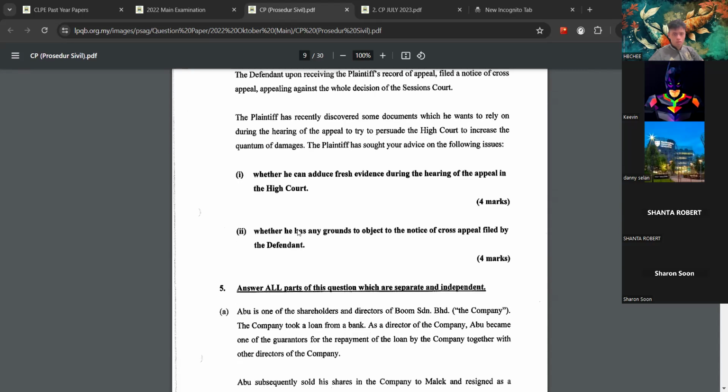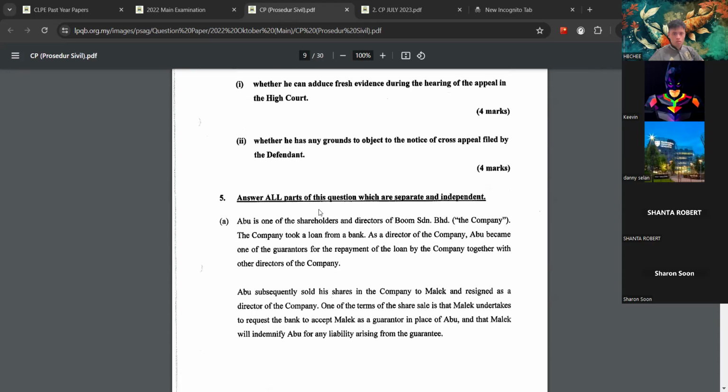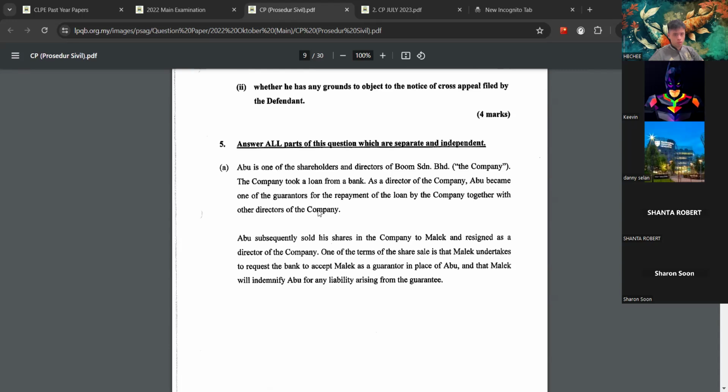Yes, you're still going under your Order 55, Rule 7, and the Ladd and Marshall case. So the first one is already covered. Now the second one, whether he has any ground to object to the notice of cross appeal filed by the defendant. This one I think I've covered quite recently.